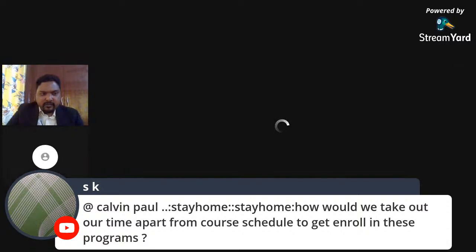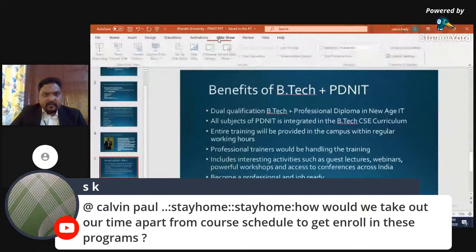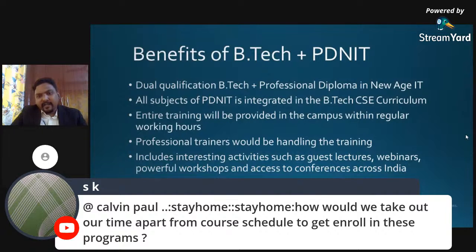So these are the benefits of the course. Those students who are joining B.Tech with professional diploma in New Age IT in computer science engineering get a dual qualification. You get a B.Tech degree, and you get a professional diploma in New Age IT from ISDC, International Skill Development Corporation. The modules are actually from IoA, Institute of Analytics.